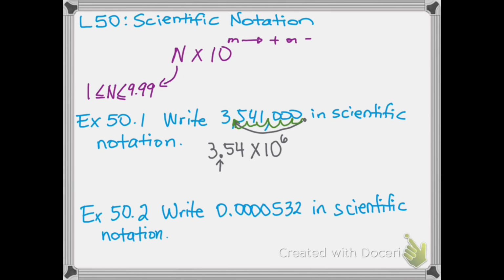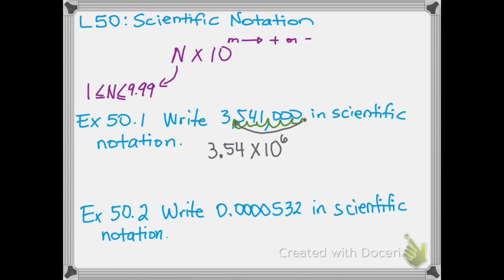Now, positive or negative? Well, to decide that, all I have to do is look at the original number. If the original number is greater than 1, then the exponent is going to be positive. If the original number is less than 1, like in this example here that we're going to see in a second, then the exponent is going to be negative. So that's it. That's our answer.